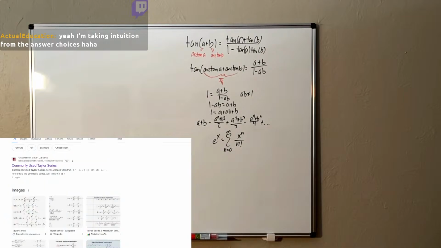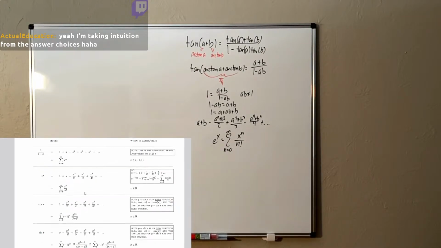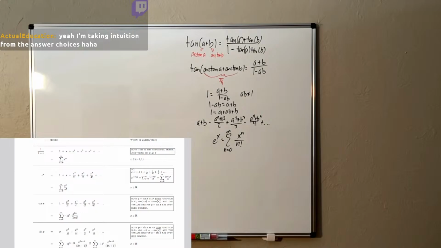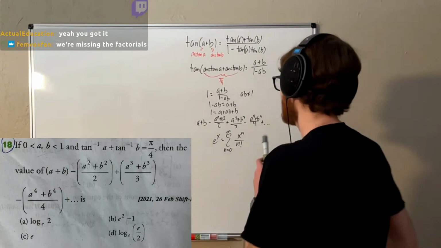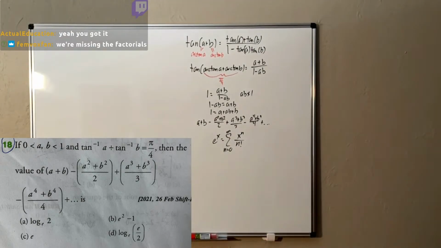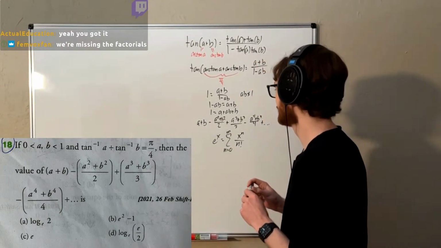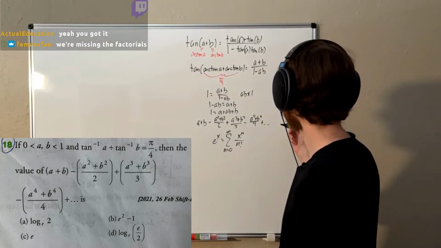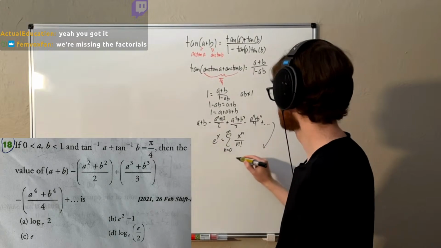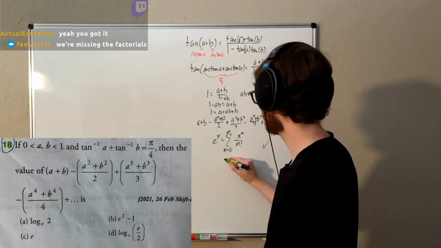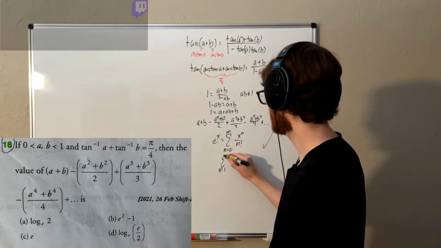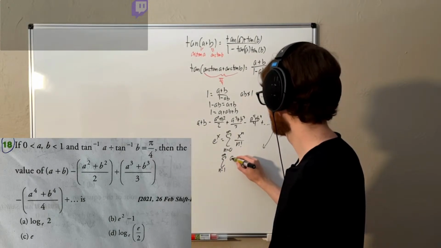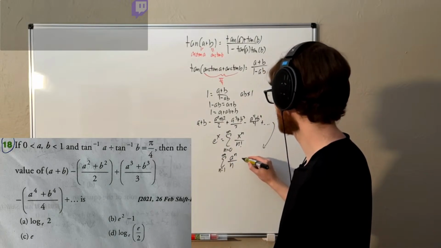Okay, that's a good call, Gold. Yeah, okay, I got the series for E right. Oh, you're right, Fembox. We do not have the factorials. But we could say this series above is from N equals 1 to infinity, A to the N over just N.